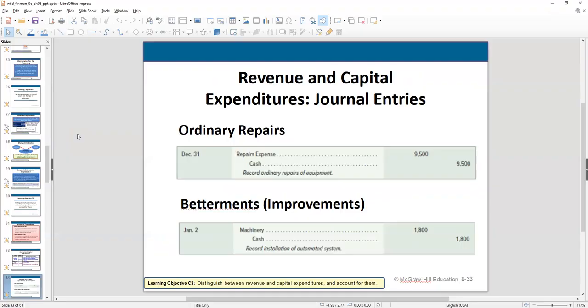So this is how we set it up as a journal entry. You can see that your journal entry on the repairs is going to be a debit to repair expense, credit to cash. I have kind of a problem with this, they should have reversed it. They should have made the repair $1,800 and the betterment $9,500. This is really backwards and wrong, based on what I just got done telling you. But you can see that if it's a betterment, we're going to be debiting the long-term assets, in this case machinery, and crediting cash.